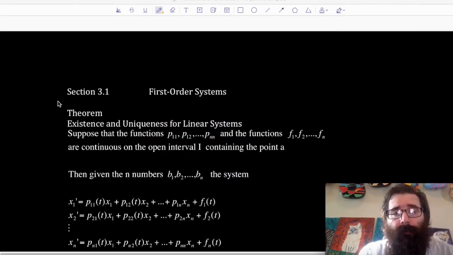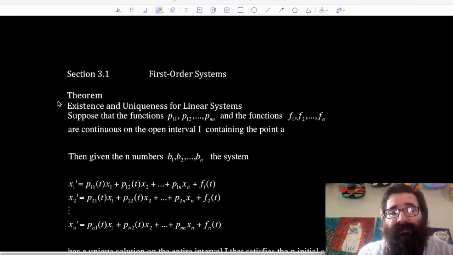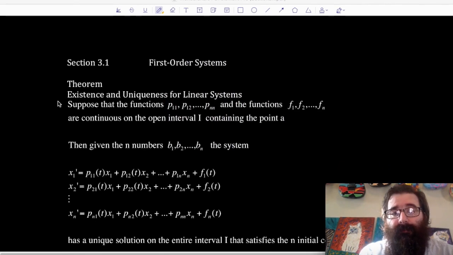So first we have a theorem, which we'll just talk about briefly, for existence and uniqueness for linear systems. Suppose that the functions p sub 1,1, p sub 1,2, and so on, all the way through to p sub n,n, and the functions f sub 1, f sub 2, and so on, all the way to f sub n are continuous on the open interval I containing the point a.